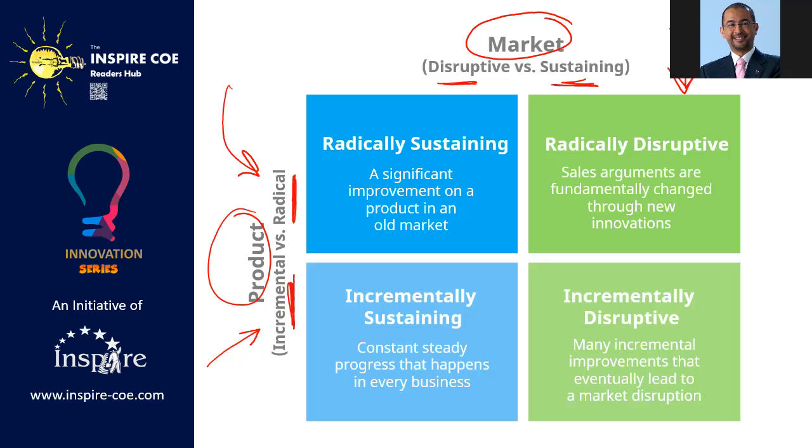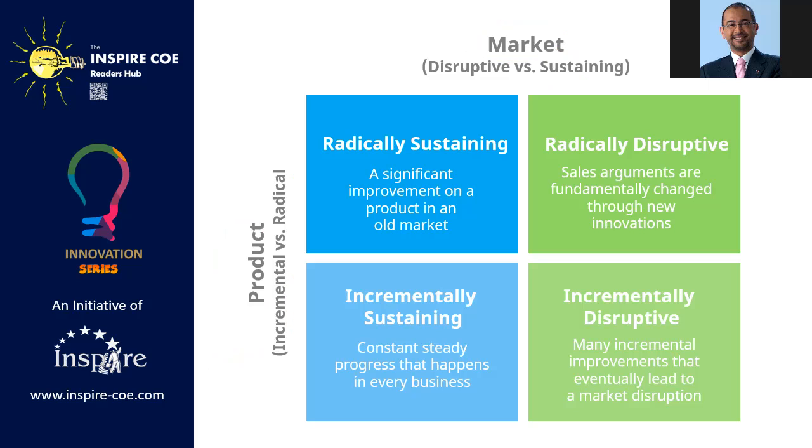So if we want to categorize, if we want to look into the four boxes, let's give some examples. When we look at incremental sustaining, that's the easiest one, when you are progressing and developing the products as you go, like the TV market, from bulb TV into plasma, and then into LCD and then LED. That's incrementally sustaining. Nothing there is really disruptive.